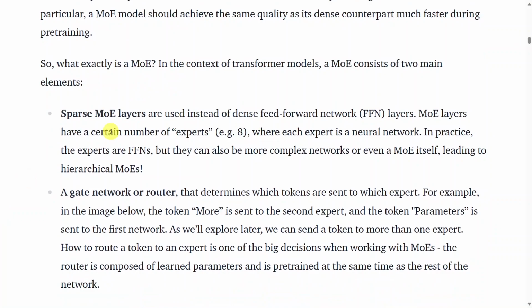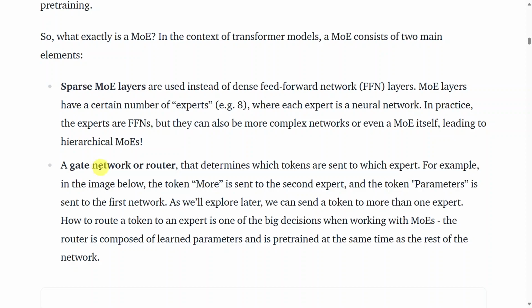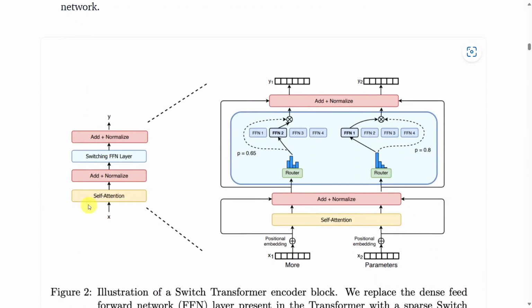So an MoE model has two parts: basically the sparse MoE layers and the gate network, or router. Sparse MoE layers are used instead of dense feed forward network layers. In a normal attention model, there is the self attention, normalize, the FFN layer, and the add and normalize layer. Instead of all of these, you have the attention and the normalize, but instead of the FFN layer, you have routers and then multiple FFN layers. Either one of these will be activated, and then you have the add and normalize to get the output.